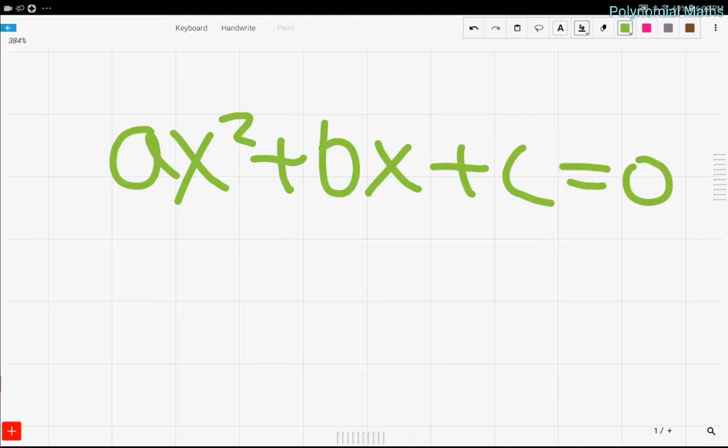Hello everybody, and in this video we're going to solve for the quadratic formula. Now, we're just going to dive right in, but first let's go in with the basics. What is the quadratic formula and what does it do for you?